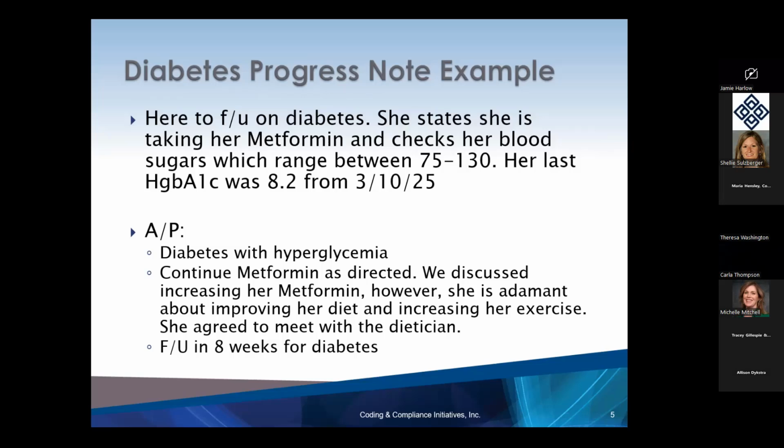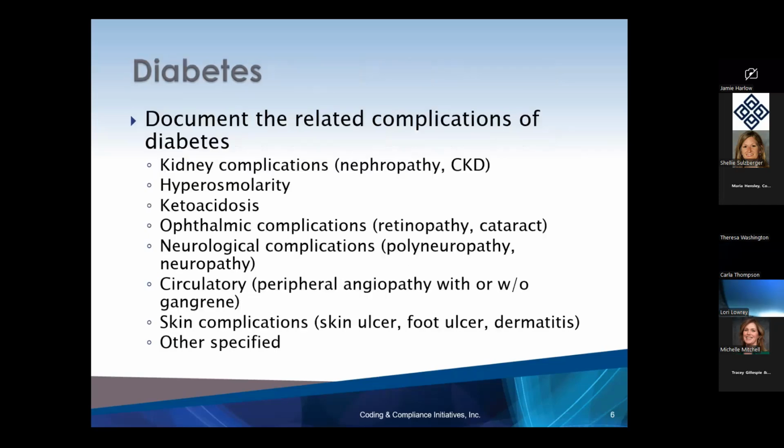And then in our assessment and plan, diabetes with hyperglycemia. What's the plan for the patient? Continue the metformin. We talked about increasing her metformin. She's adamant about improving her diet and exercise, etc. So for this example, we see there's an evaluation. We see that there's an assessment, there's a plan. We see that the documentation of the hyperglycemia is documented to the highest level of specificity. So from a coding perspective, we would report our E11.65 to indicate that this patient is a diabetic with hyperglycemia.